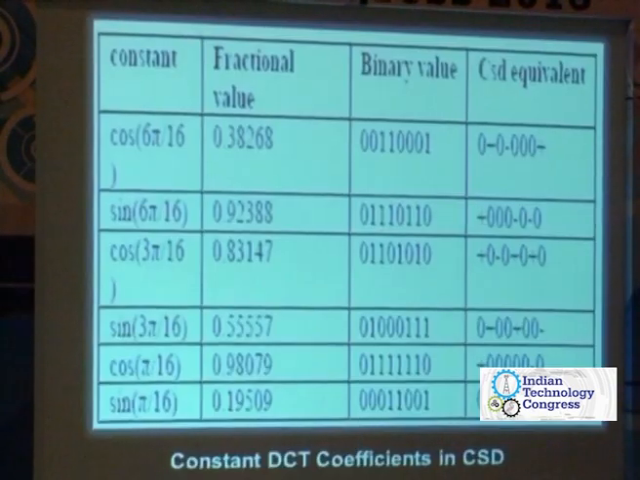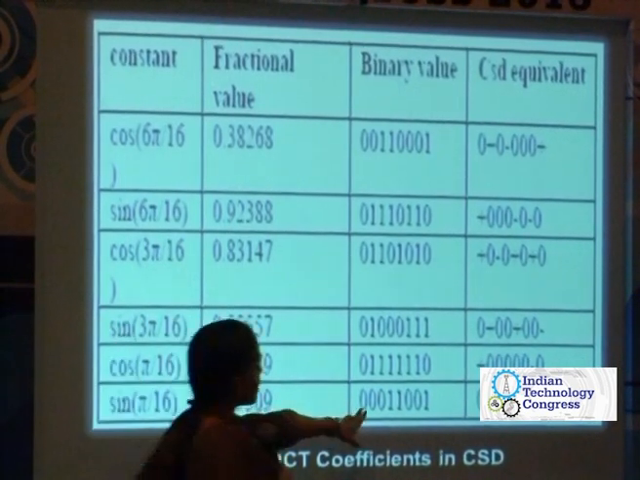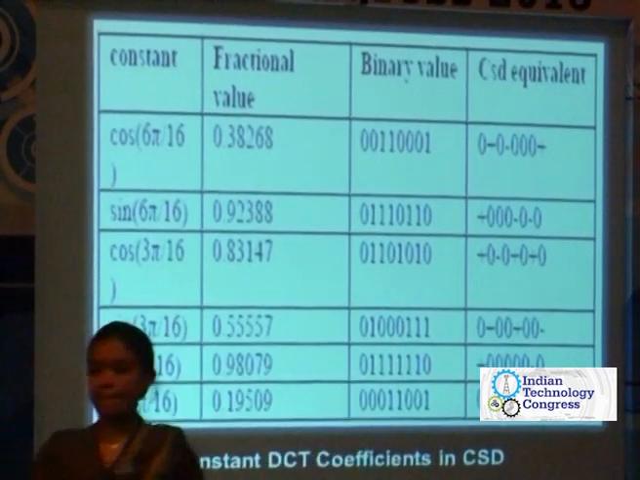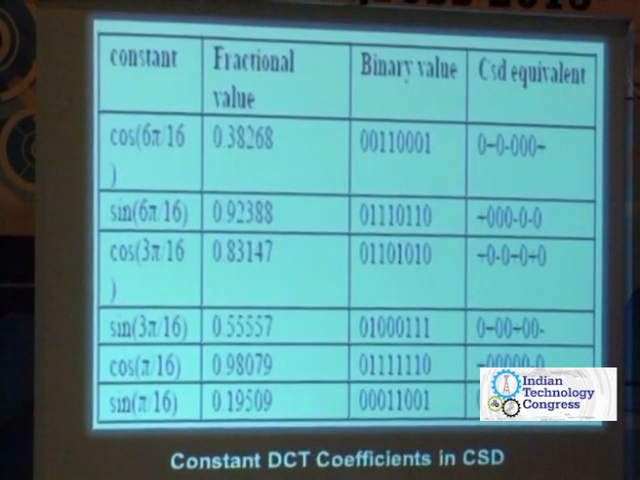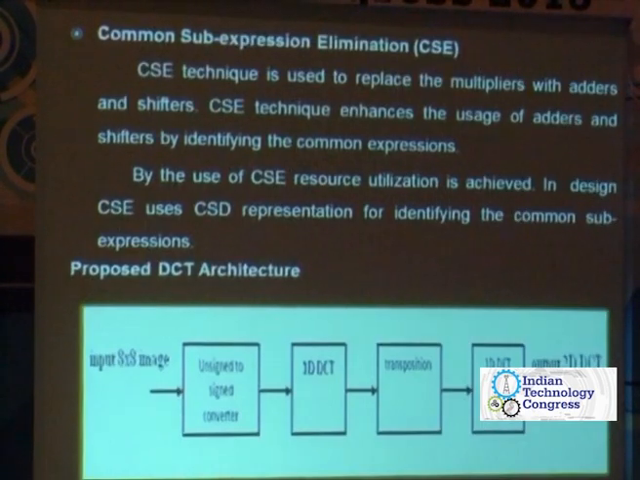Then coming to CSD, these are the examples which are used in the Loeffler algorithm computations. We use only 3 values of pi actually: 1, 3 and 6 pi. And the canonic signed digit representation of these binary values is given in only 3 bits. This will reduce the amount of power consumption, and it will also increase the device utilization. So this is common sub-expression elimination, which is used in combination with the CSD. Here we eliminate all the other elements, and we just use the sub-expressions to calculate the canonic signed digit representations.